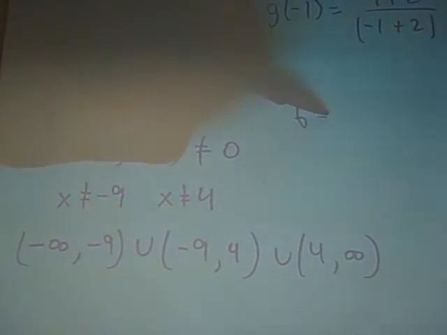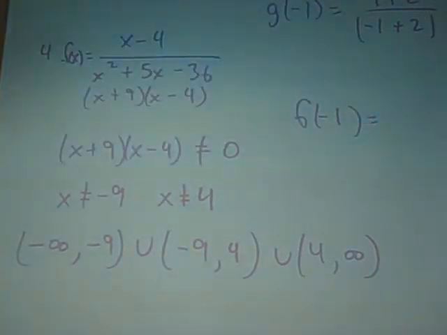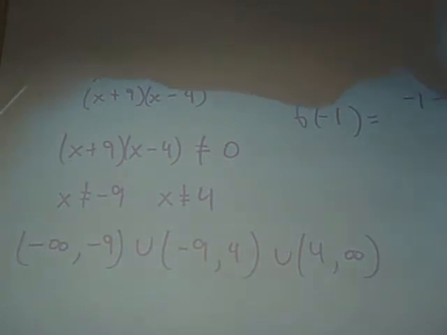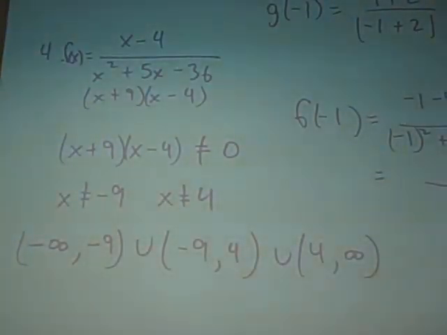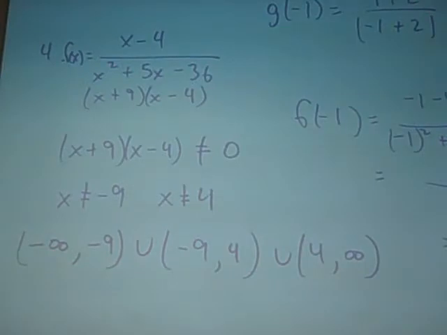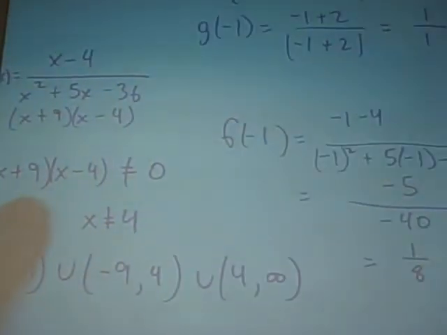So f of -1, just put in -1, so it's -1 minus 4 divided by -1 squared plus 5 times -1 minus 36. So you get -5 on top, and 1 minus 5 is -4. -4 minus 36 is -40. And so the negatives cancel, and it's 5 over 40, or 1/8. If I did my arithmetic correctly, it should be 1/8.